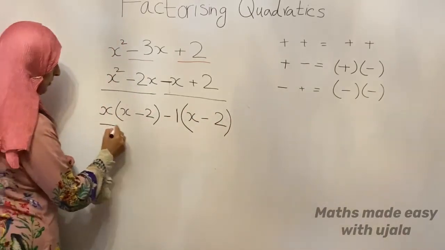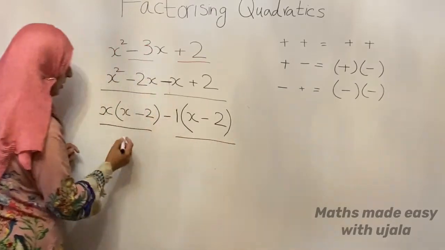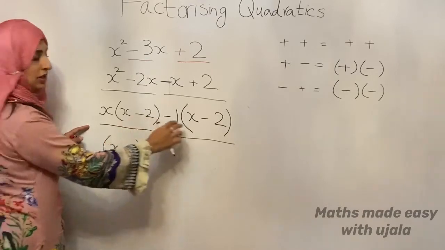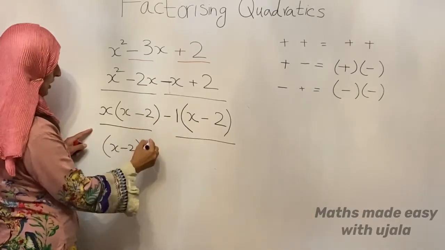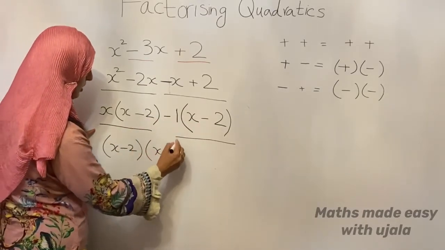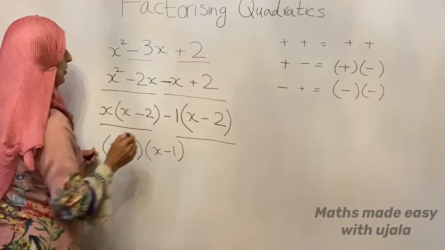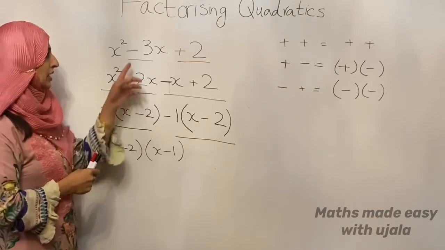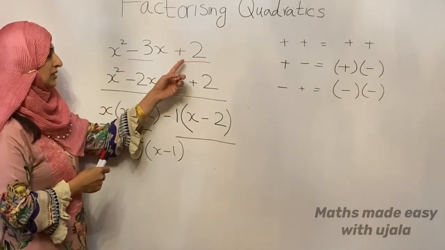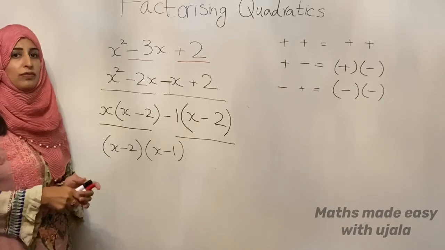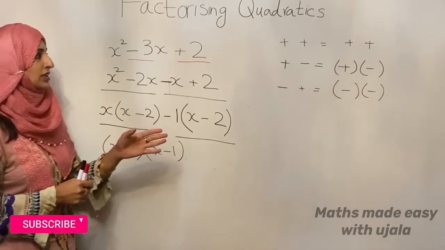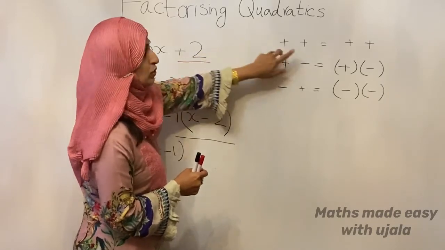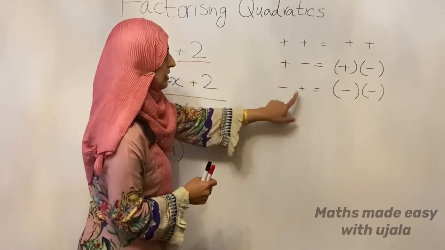So now again factorize these two terms taking common. So x minus 2 is common in these two terms, this bracket, and the leftover is x minus 1. So now this quadratic equation has changed into two linear equations, with the negative sign in front and the plus sign with the second term. That's how you solve quadratic equations with different signs. I have solved multiple questions with plus sign, two plus signs, plus and minus, minus and plus.